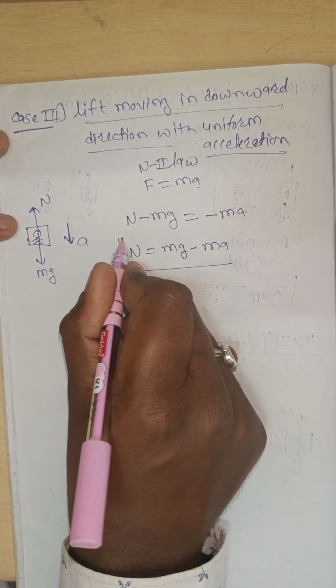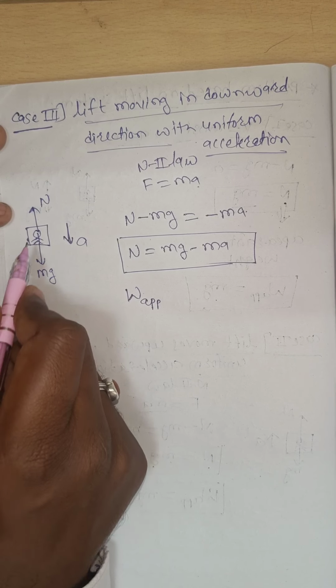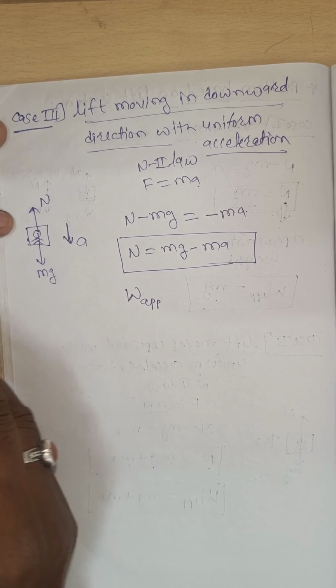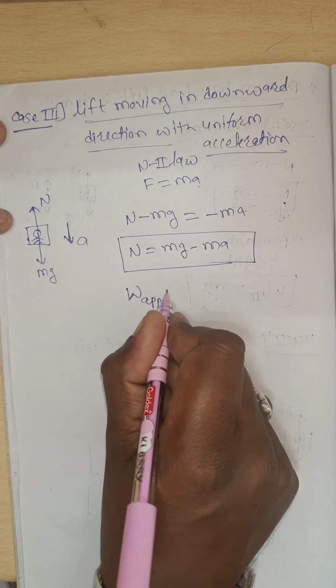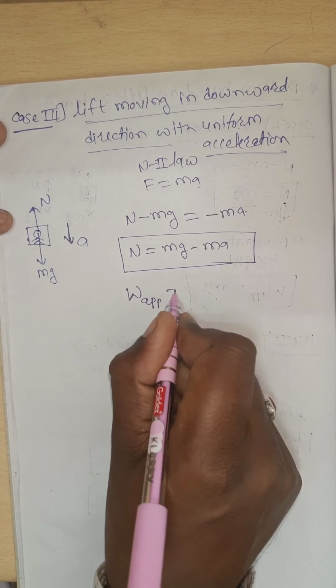On the apparent weight of a person who is sitting or standing inside the lift, he feels the weight mg minus ma. This is the apparent weight when the lift is moving in a downward direction.